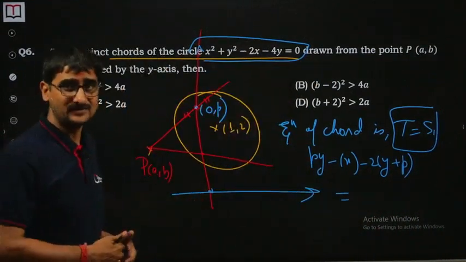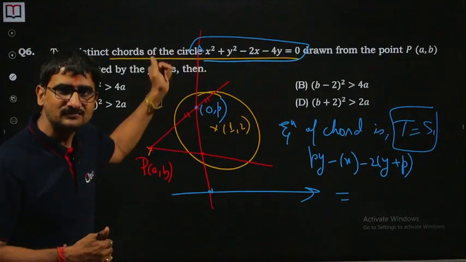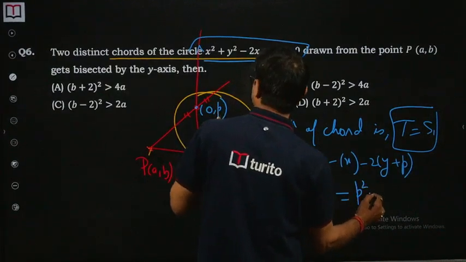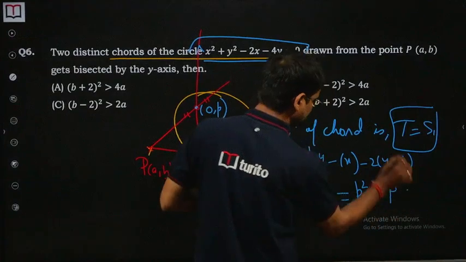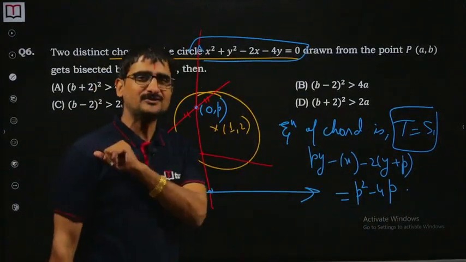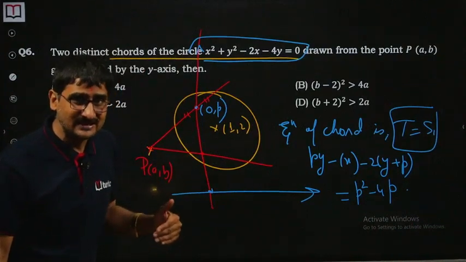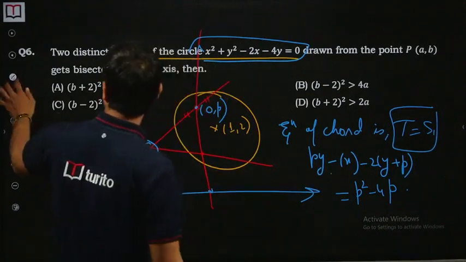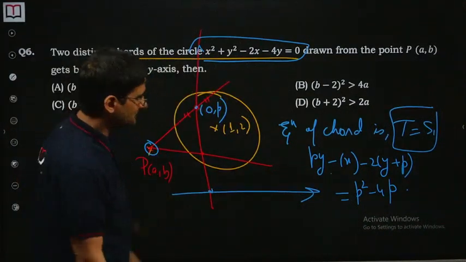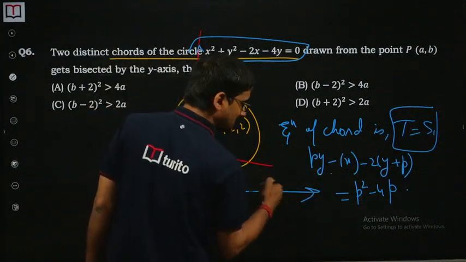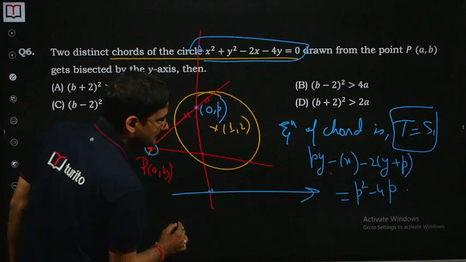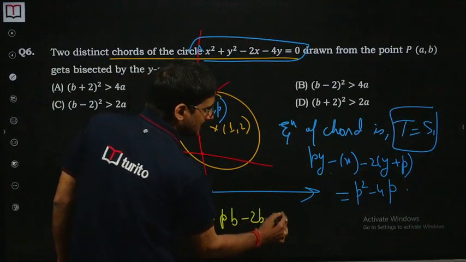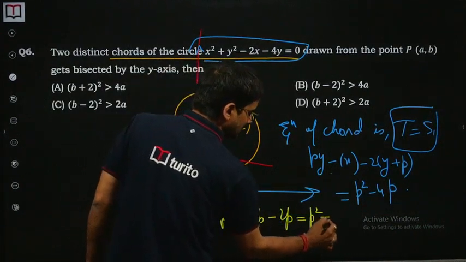S1 means replace x and y completely in the equation of the curve by the coordinates of the point. So replacing x by 0, 0 gone, p square, and then minus 2 times 0, gone, minus 4p. That's it. There's one more piece of information which we are still to use, and that is the chord passes through the point (a, b). So this chord should satisfy the coordinates of the point (a, b). So replace y by b and x by a. So this is minus a plus pb, and then minus 2b minus 2p is equal to p square minus 4p.